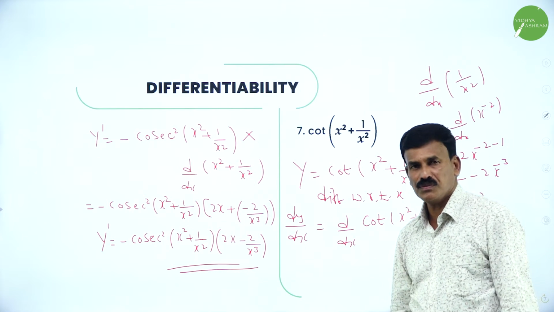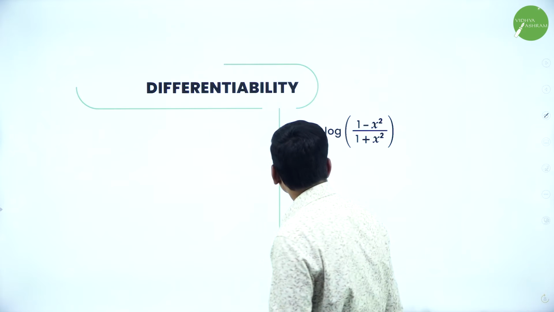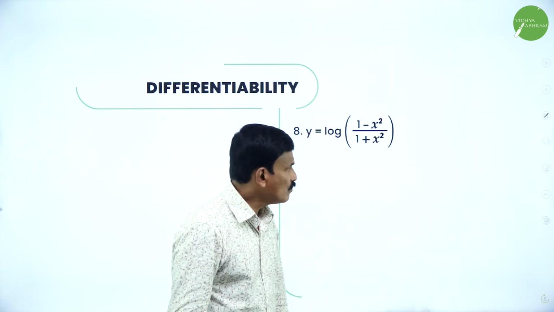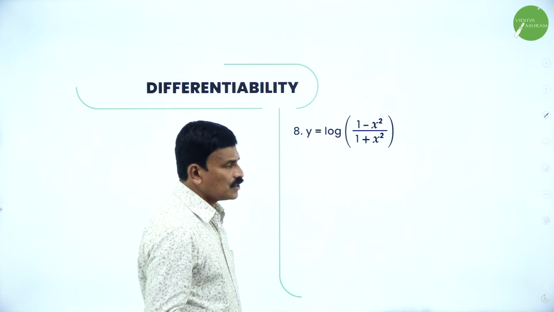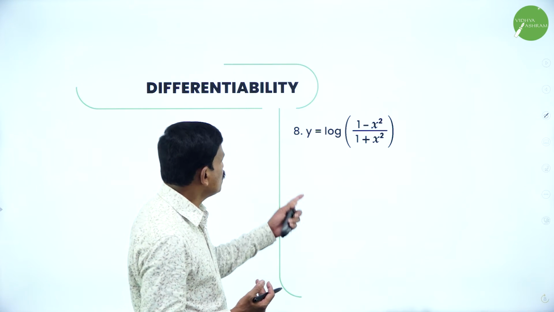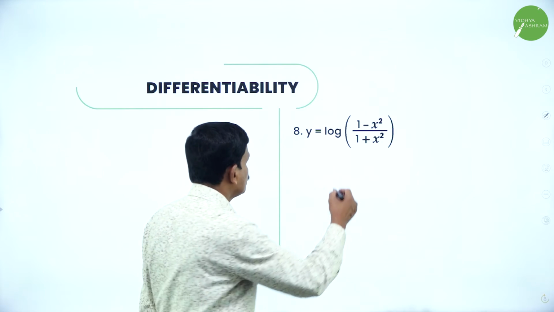That's it. Hope you followed. Okay. Now let us come to the next problem. y is equal to log of (1 minus x square) by (1 plus x square). So, this can be differentiated using any method. First method, differentiation of log x. I will teach both the methods.